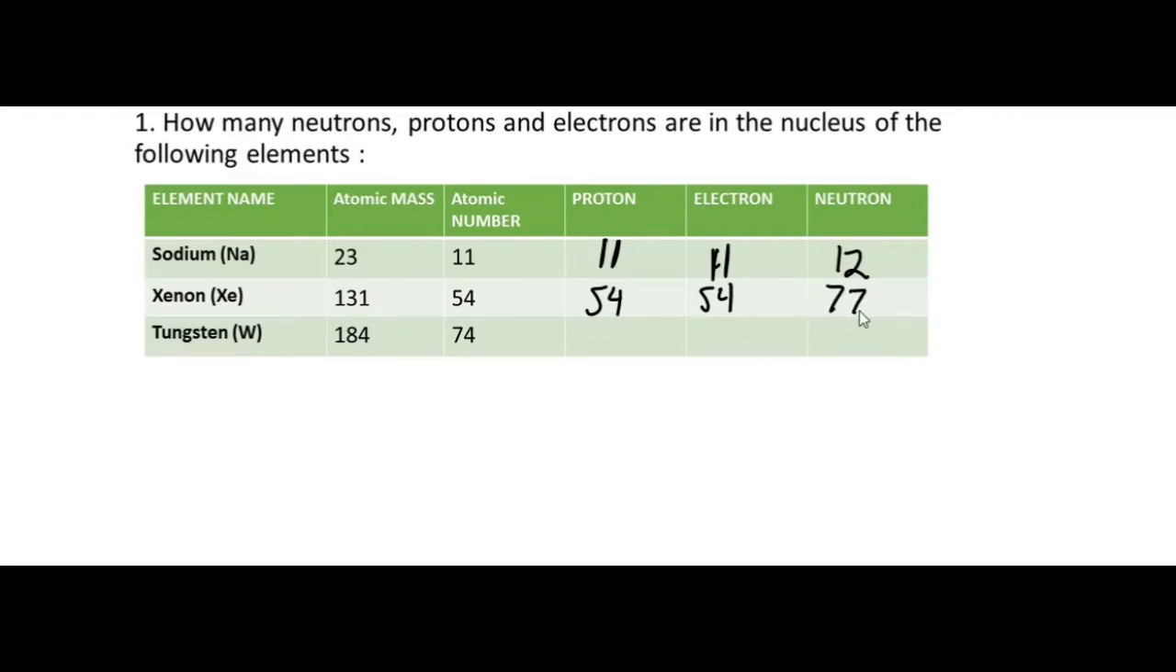Next, we know that the atomic number is 74. So protons are also 74 and electrons are also 74. Now, neutrons are still missing. So 184 minus 74 equals 110. That would be our final answer.